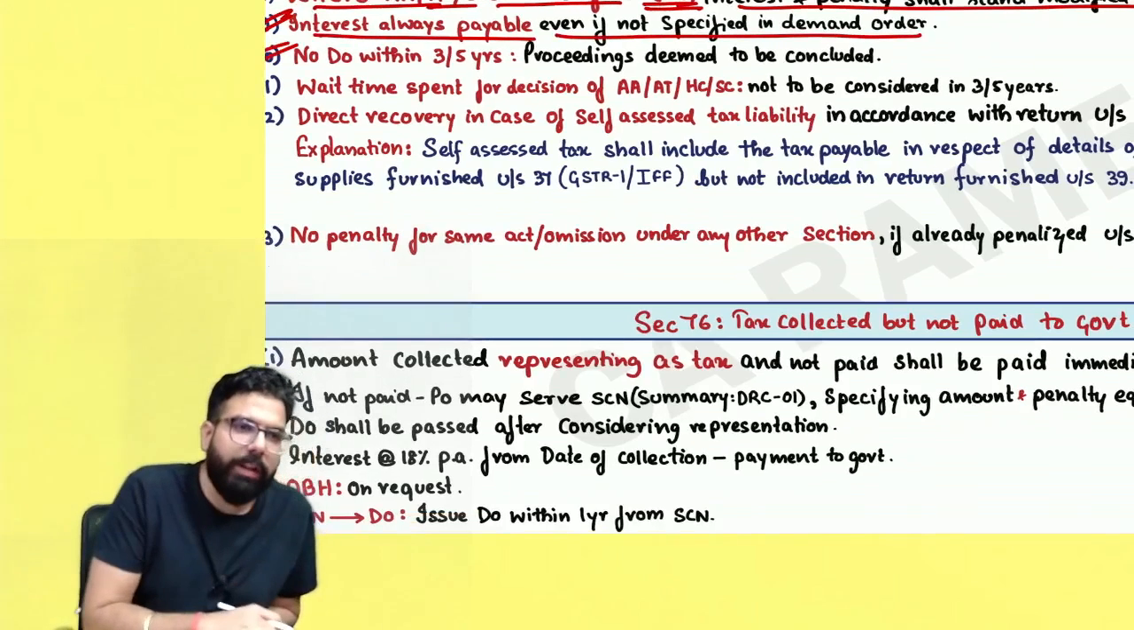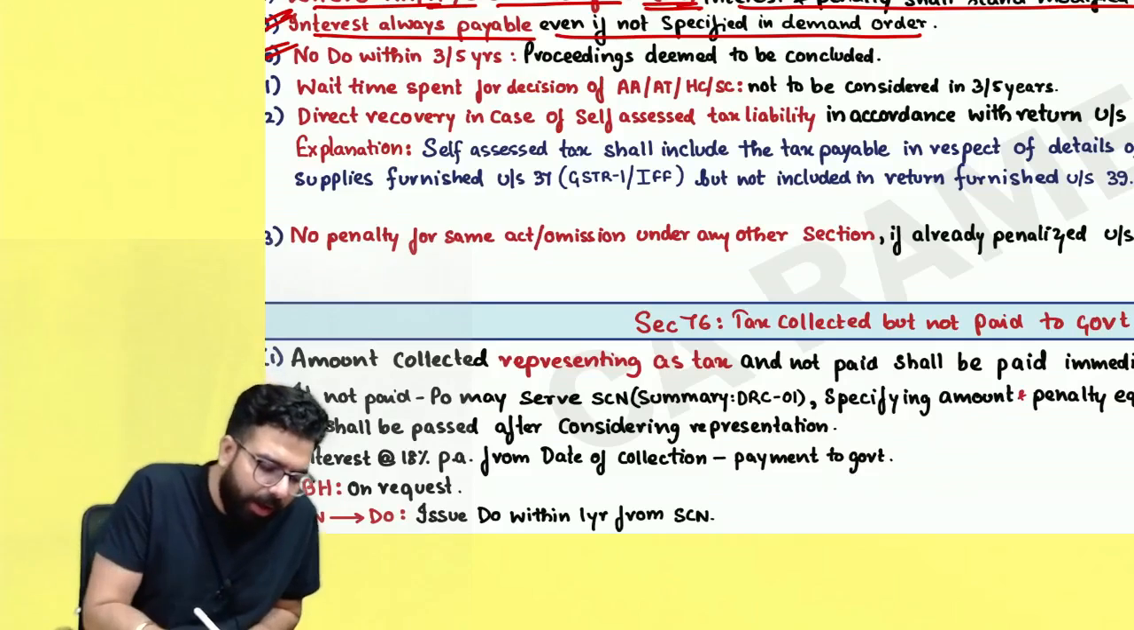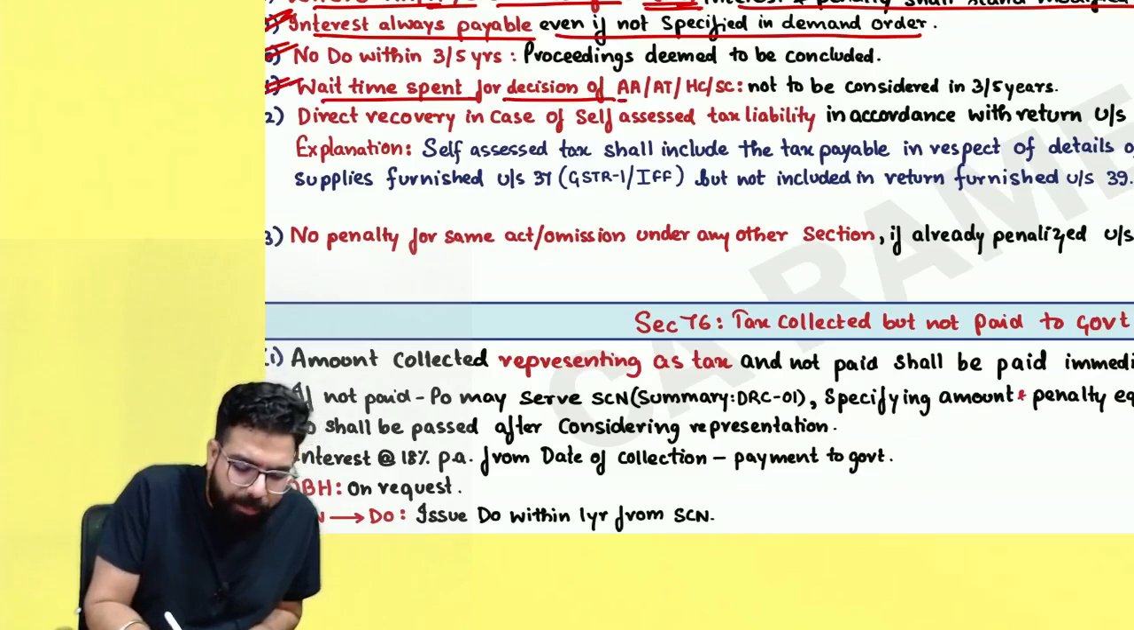Sir, if no demand order is passed within 3 years or 5 years, proceedings are deemed to be concluded. Sir, the time spent between the decision of the appellate authority, appellate tribunal, high court or supreme court is not to be considered.